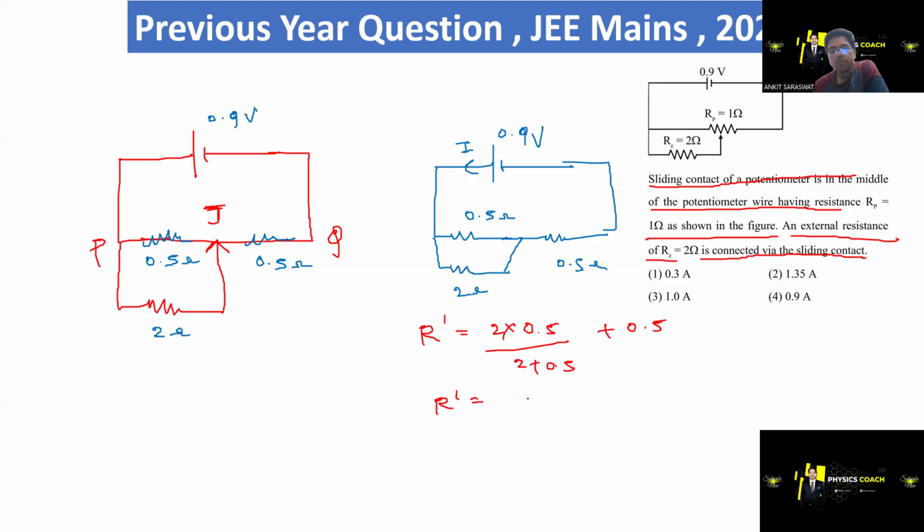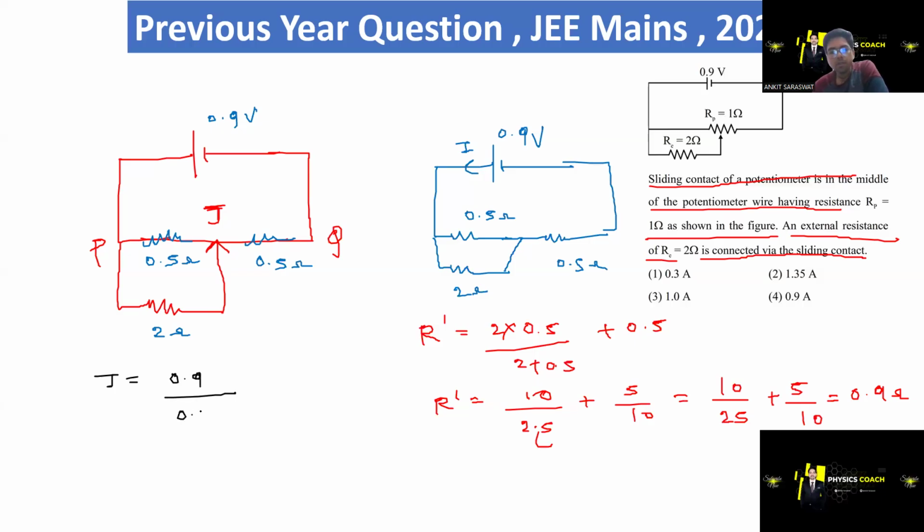0.5 into 2, 1. 2.5. 0.5 is 5 by 10. In decimal you will do, so you will get 10 by 25 plus 5 by 10. So you can take LCM and you will get finally 0.9. Now finally, we got the equivalent resistance, we can find the current. So R is equal to V by I, I will be V by R. So the right answer is 1 ampere.